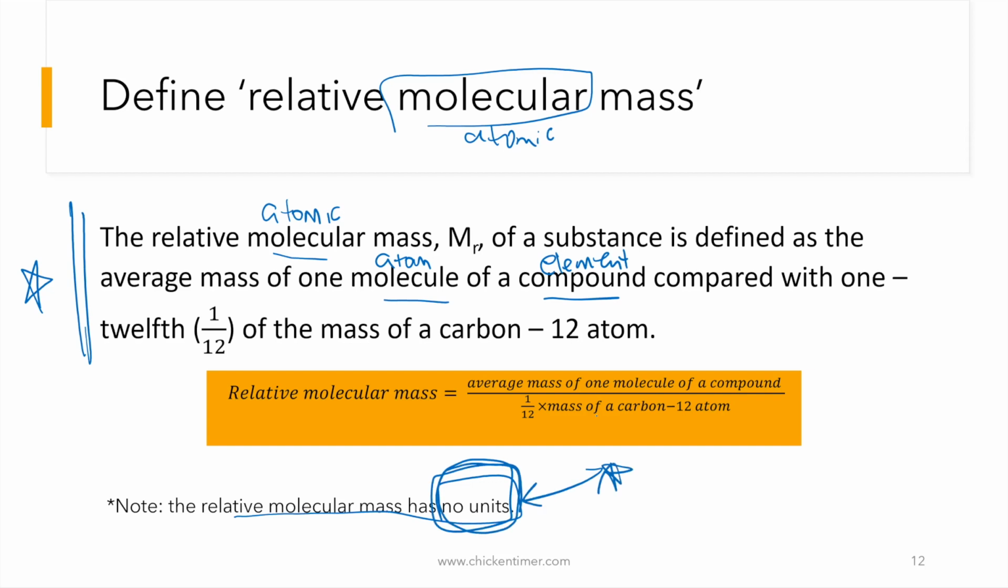So when I tell you units, please write your units. But relative molecular mass has no units, so you don't put units on it. Even though we say mass, it has no unit, because relative molecular mass is actually a ratio of these two things. And because it's a ratio, it has no units.